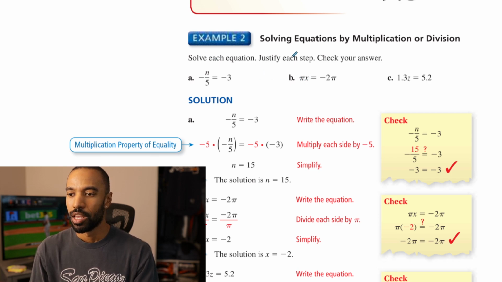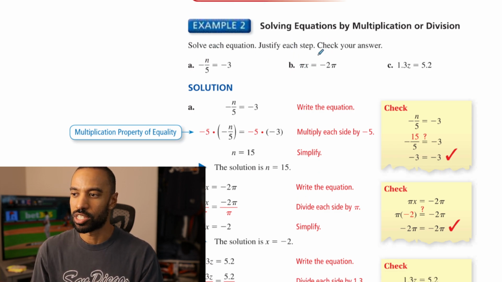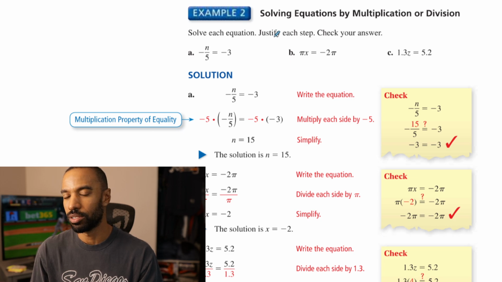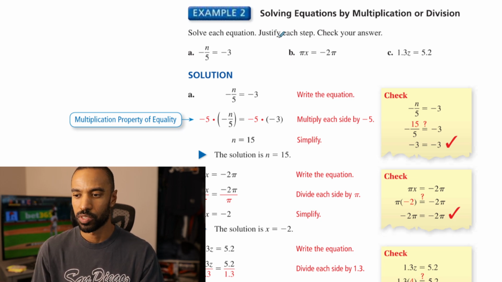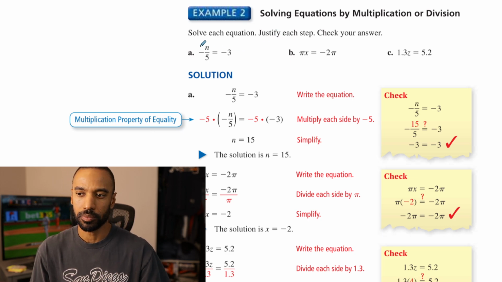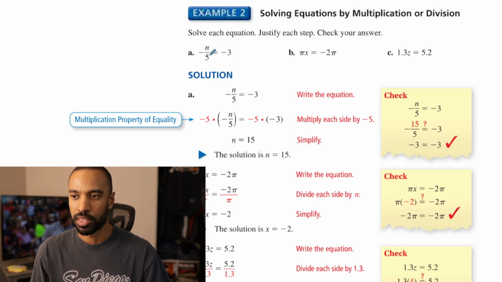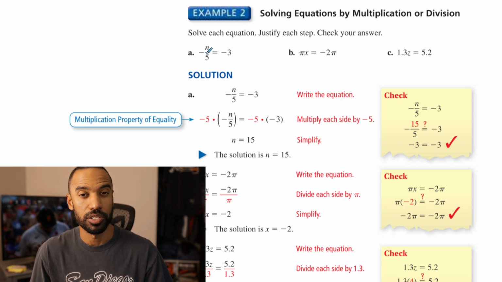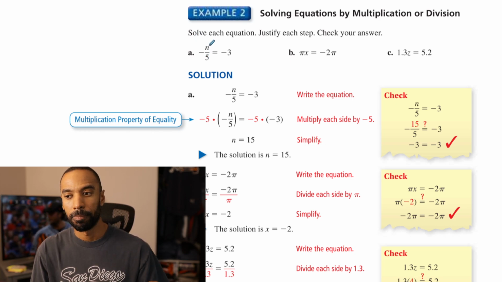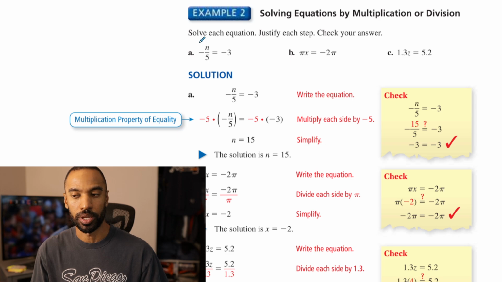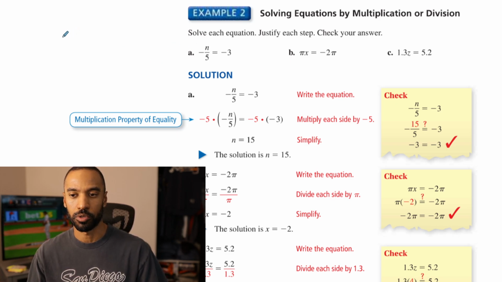We'll get to that. All right, solve each equation, justify each step, check your answer. These should be single-step solutions. It takes one step to get to where you want to go. This says negative n over 5 equals negative 3. This is a good time to remind you that a fraction is the same thing as division. This means negative n divided by 5 equals negative 3, or n divided by negative 5 equals negative 3.